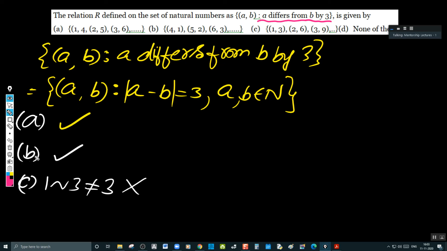B minus A equal to 3 ऐसा नहीं लेंगे ना? वही सोच रहा था. ऐसा करेंगे तो option एक हो सकता है. A differs from B by 3. मतलब अगर A 9 है, B 12 है, चलेगा. A 12 है, B 9 है, वो भी चलेगा. Differs by 3. Here also differs by 3.